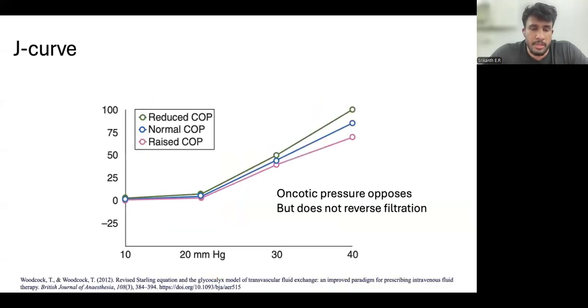So let's also look at how the oncotic pressure affects the filtration. What we have seen experimentally is that oncotic pressure does not reverse filtration, but it opposes it. You can see here that when the oncotic pressure is higher, which is the pink graph, it is actually reducing the amount of filtration, but it is not really causing any absorption. So that is the impact of having the colloid oncotic pressure in a patient who is in shock. It doesn't really cause any absorption, but it might reduce your filtration.